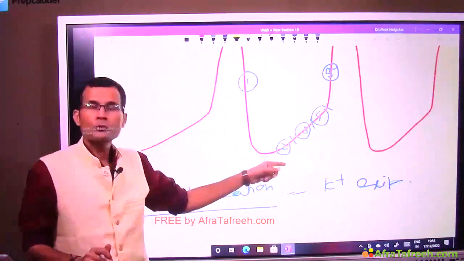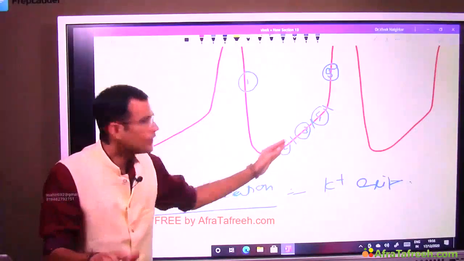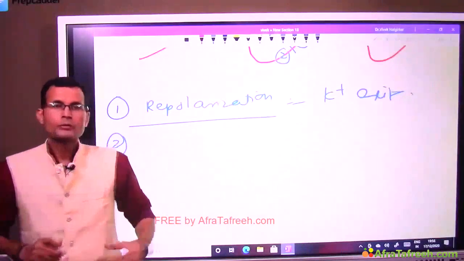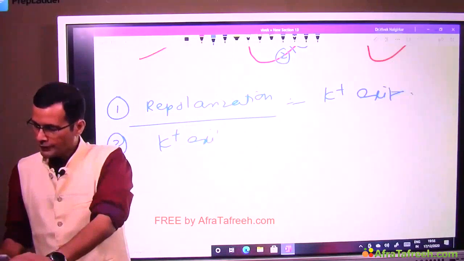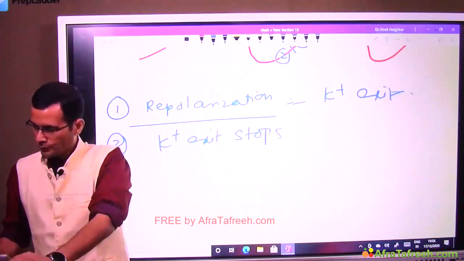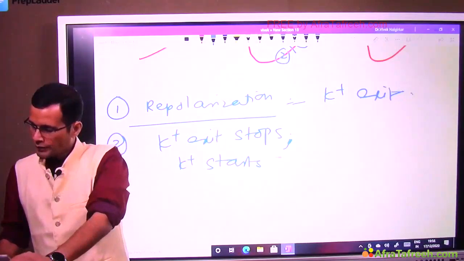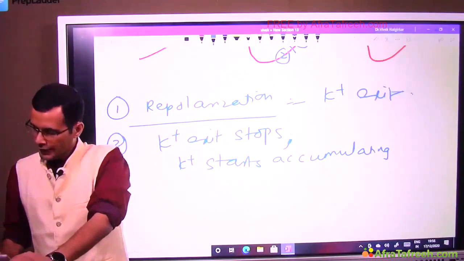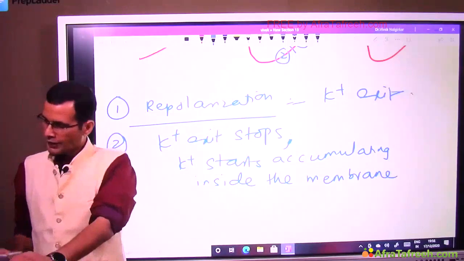So phase number 2 means what? The repolarization has ended and next depolarization has started. Phase number 2. It is caused by what? Okay. Potassium exit stops and potassium starts accumulating inside the membrane. Yes. So membrane begins to depolarize again.